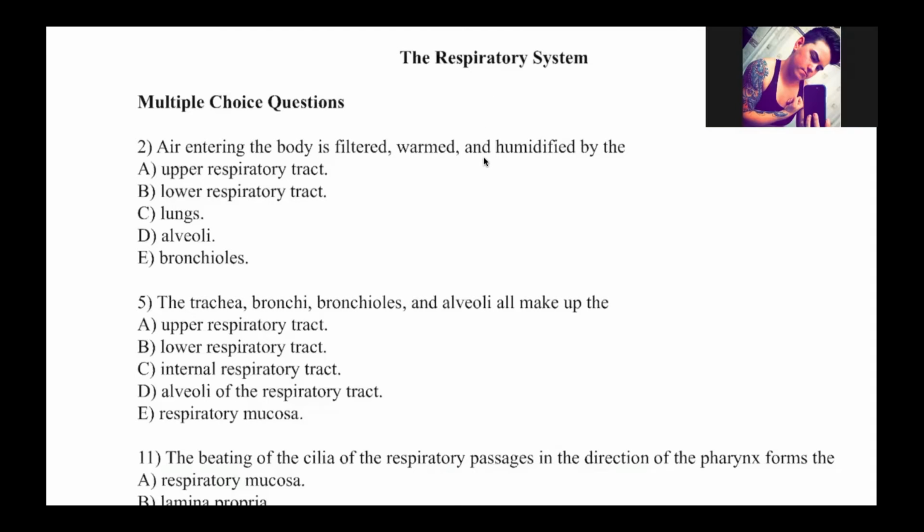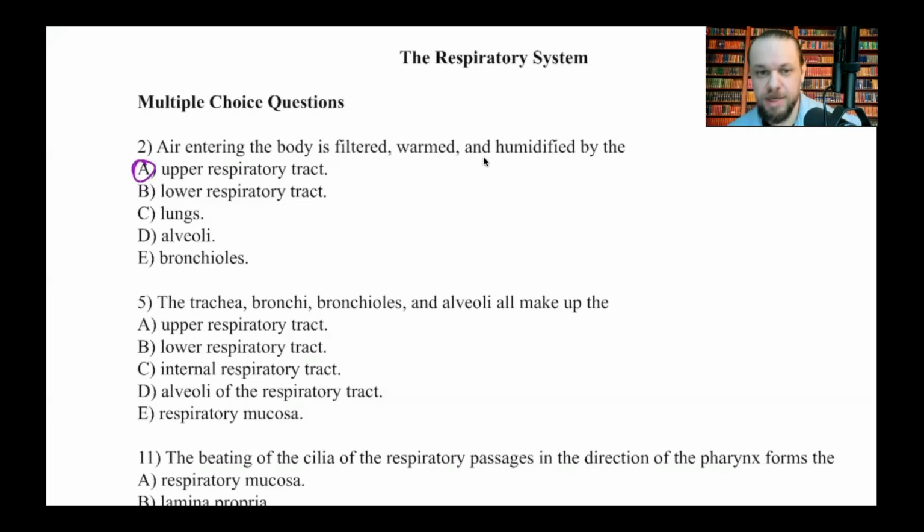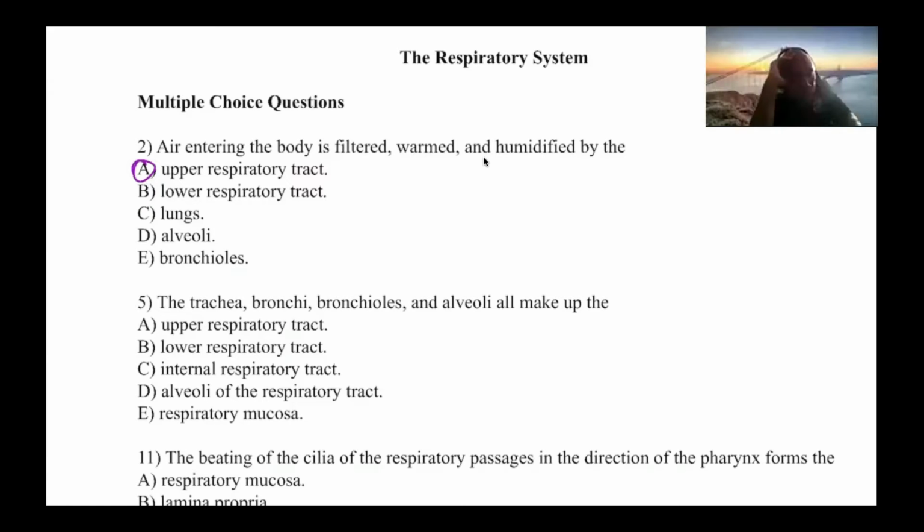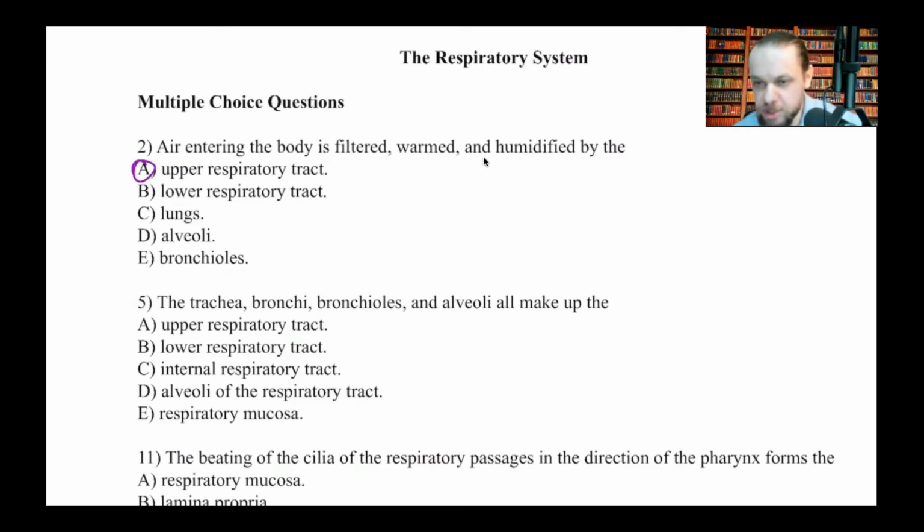Number 2, air entering the body is filtered, warmed, and humidified by A, the upper respiratory tract. That is correct, right? So as the air comes in, we need to filter, warm, and humidify. Why? Because you're not going to entrain cold air, and your upper airway, the nasal passages, do all that. Excellent. So A is correct. 5.